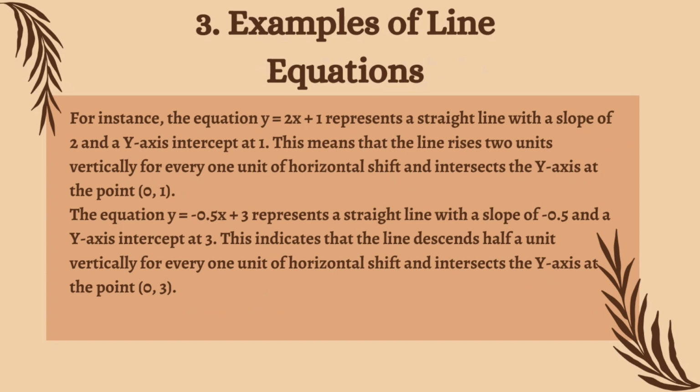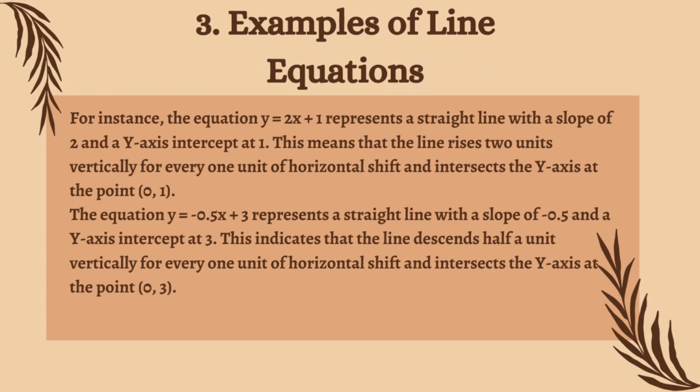For instance, the equation y = 2x + 1 represents a straight line with a slope of 2 and a y-axis intercept at 1. This means that the line rises 2 units vertically for every 1 unit of horizontal shift and intersects the y-axis at the point (0, 1).